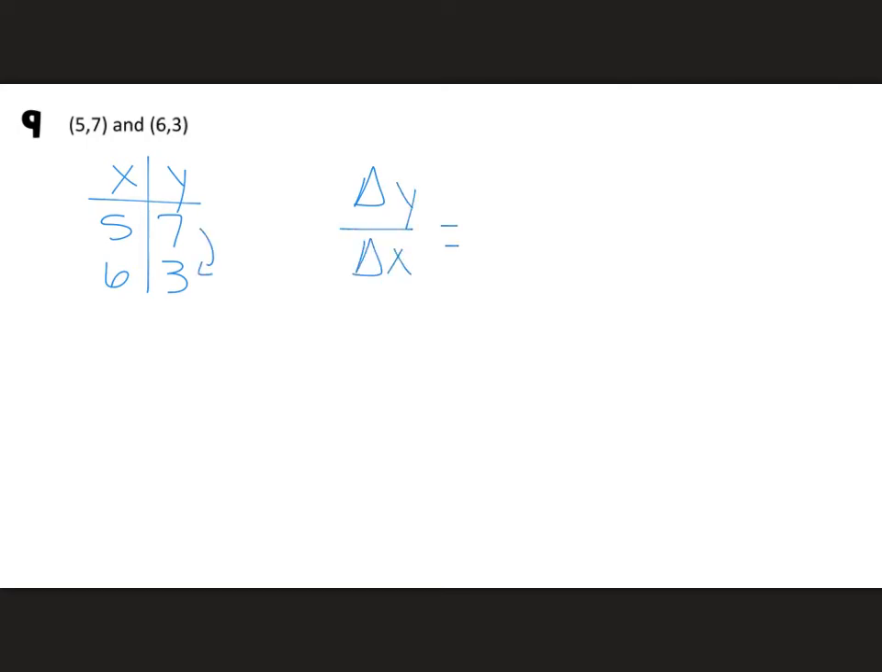So here the change in y, to get from 7 to 3, I subtract 4. To get from 5 to 6, this is my change in x, I add 1. So I have negative 4 over 1, which is negative 4.